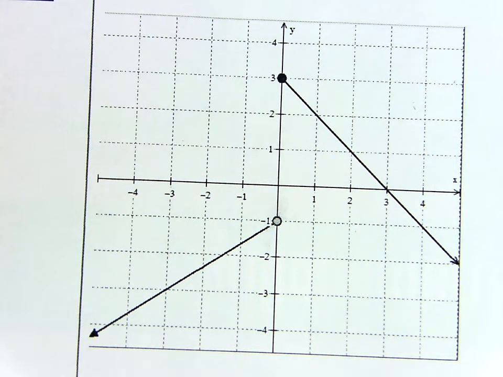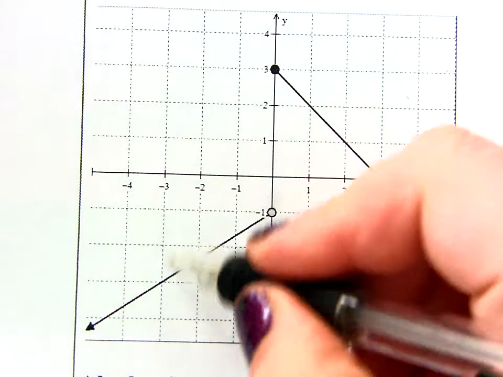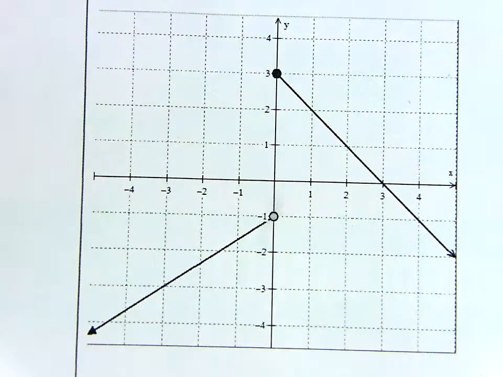What is the value of this function when x equals -3? -3, right? You go to -3, down to the graph. Oh, y is -3. What is the value of this graph when x is 3? 0.